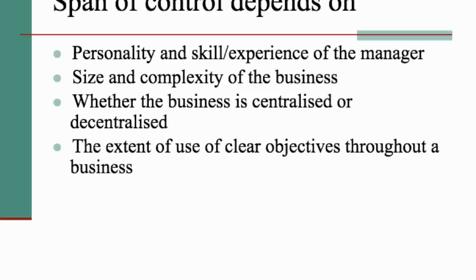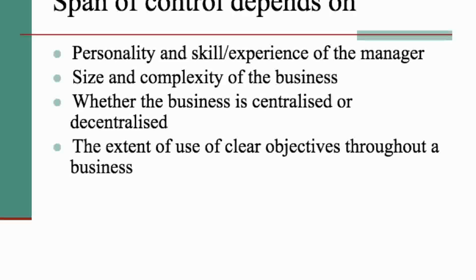We need to consider the size and complexity of the business. So a small business where there's perhaps only one manager and you don't have many functional areas yet, you might have a vast span of control. Whereas as the business grows and you can employ more managers to be specialists, it's likely that you could enjoy the benefits of a smaller span of control. We'll need to consider whether the business is centralised in its decision making or decentralised.